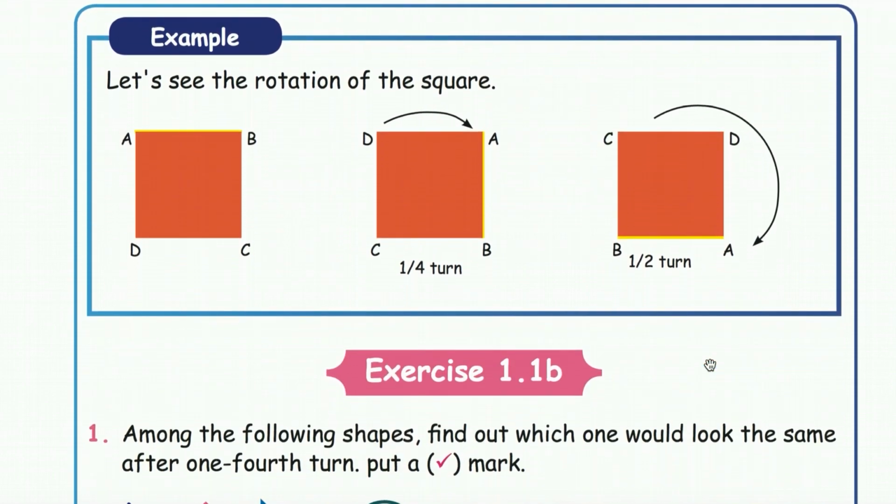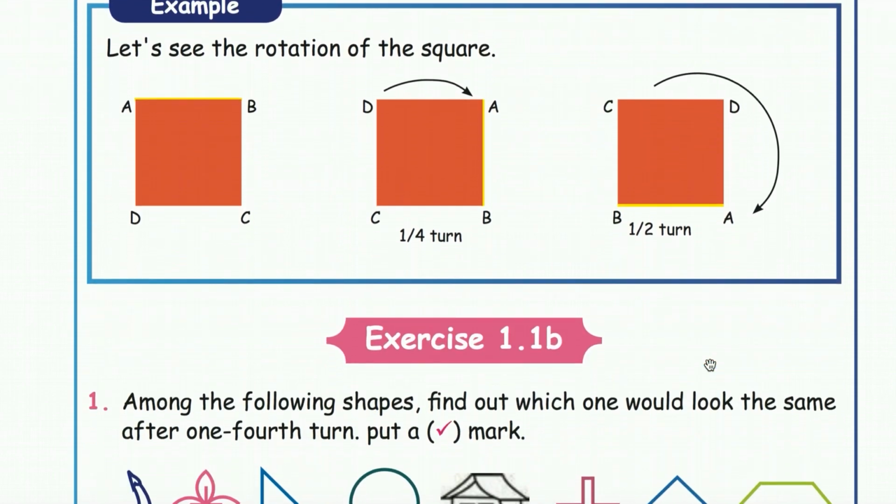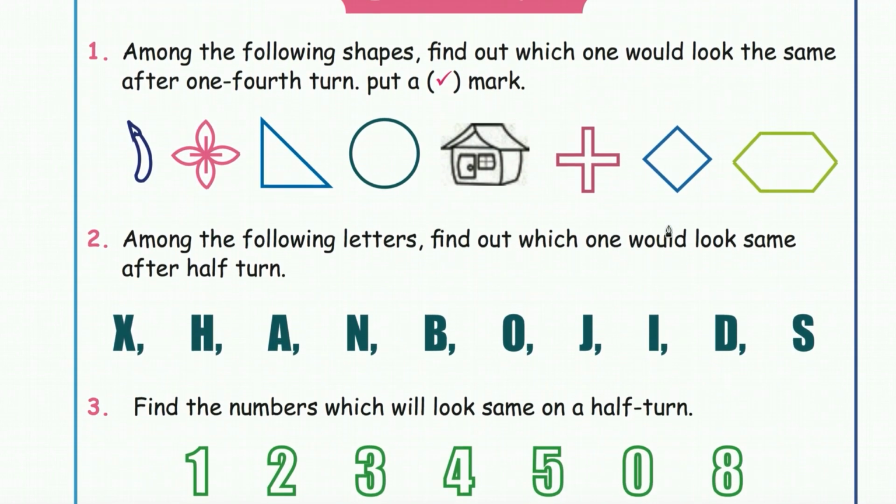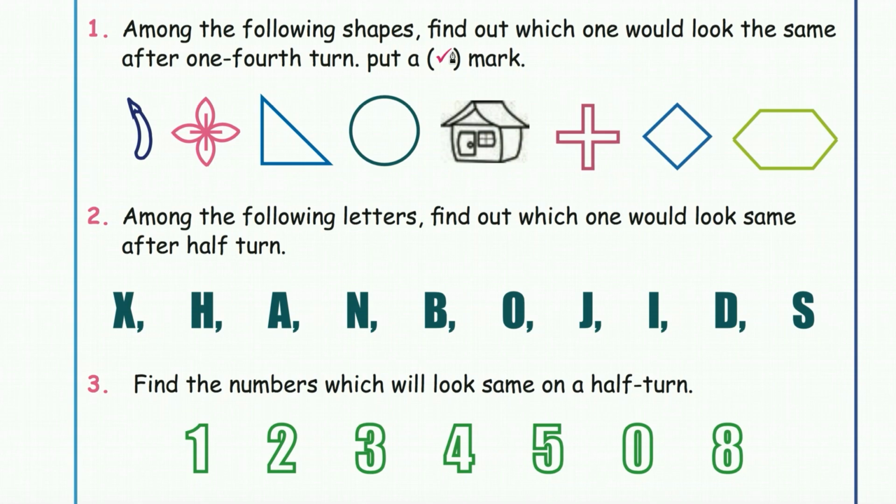Let's see the rotation of the square. 1/4 turn, half turn. Exercise 1.1b. Among the following shapes, find out which one would look the same after 1/4 turn. Put a tick mark. This will not look the same. This is a symmetrical object. It looks the same.